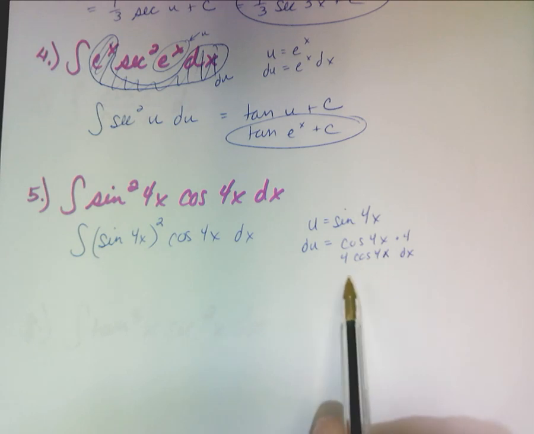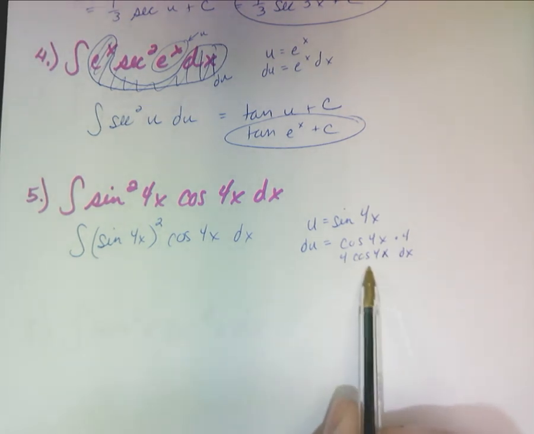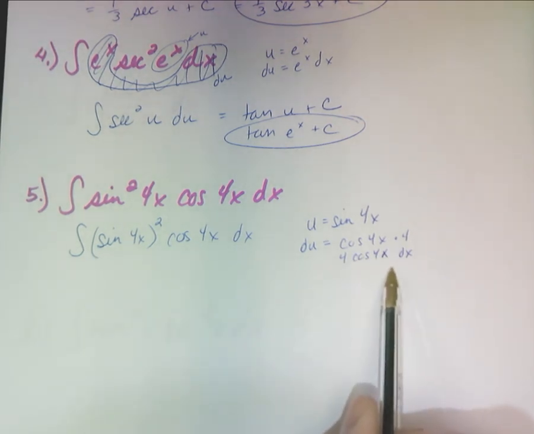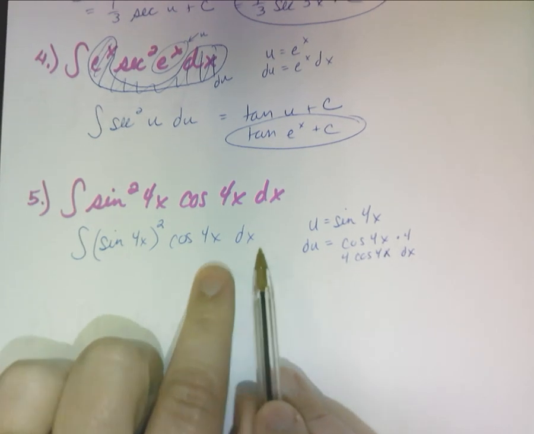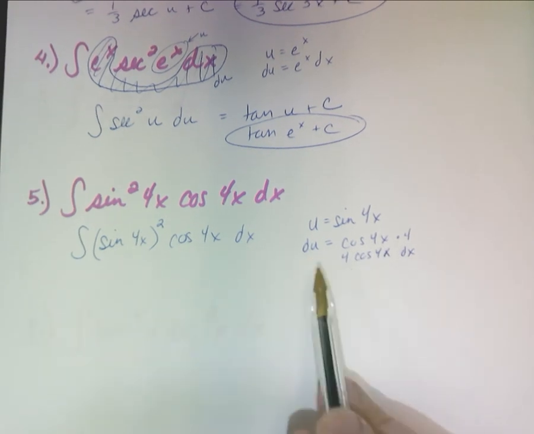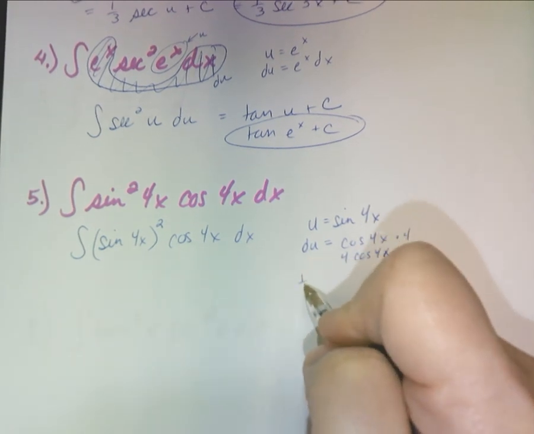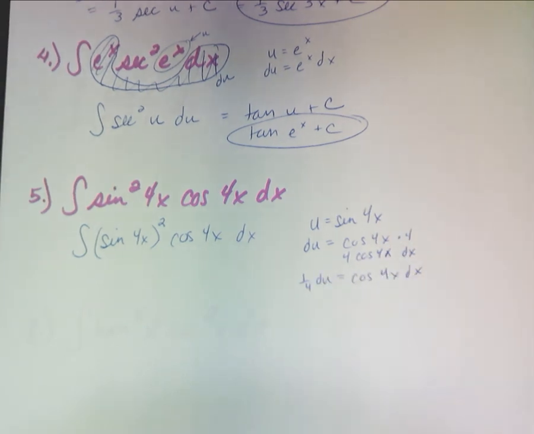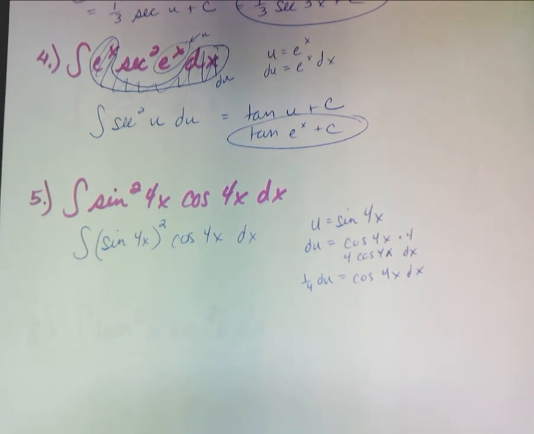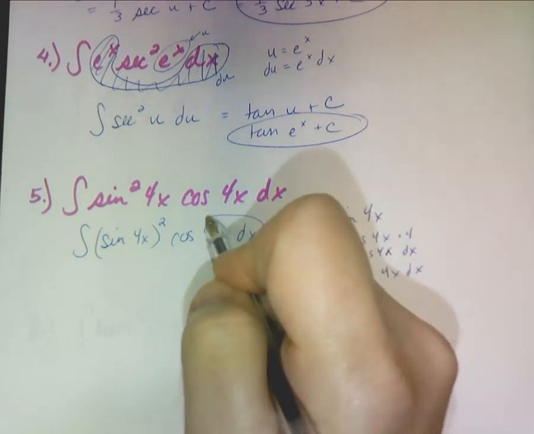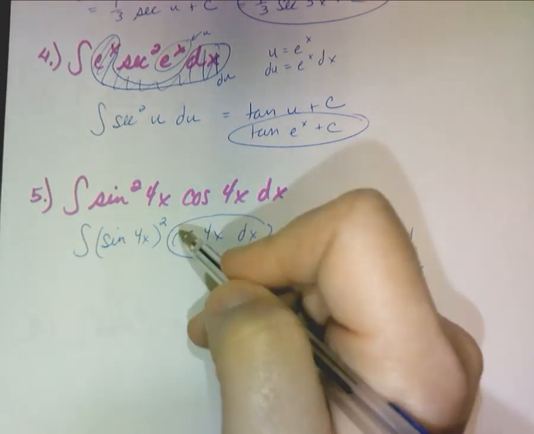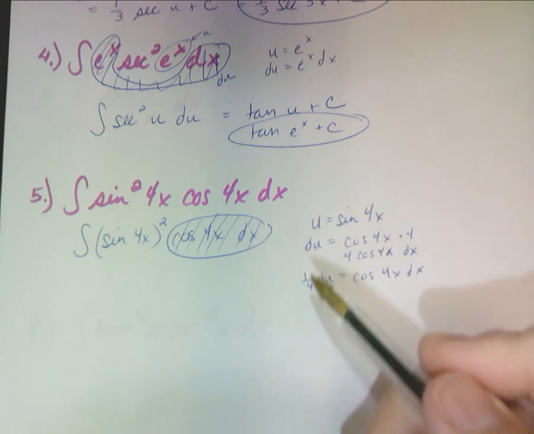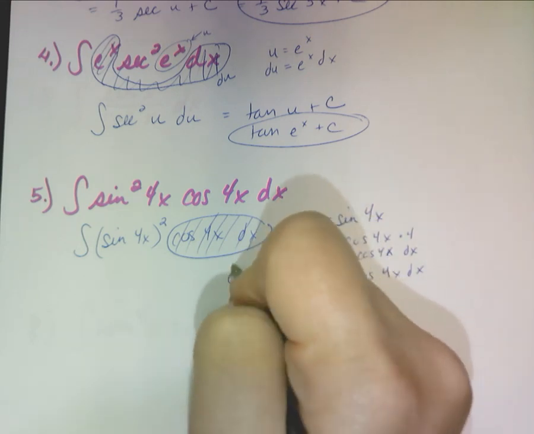So do I have that in my problem? Well, I almost have that. I have the cosine 4x dx, but what do I do with that 4? Got to divide it out. So 1/4 du is equal to cosine 4x dx. Y'all caught that? If not, rewind and go over this problem again. It's very important. So this right here, I'm going to cross it off. I'm going to call it 1/4 du.